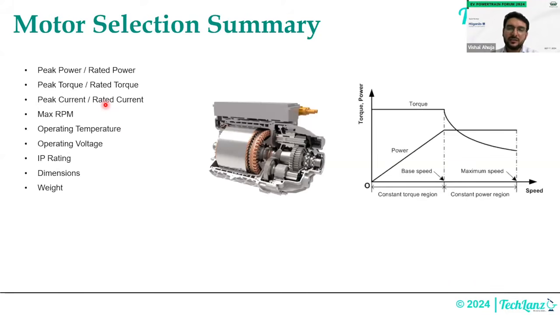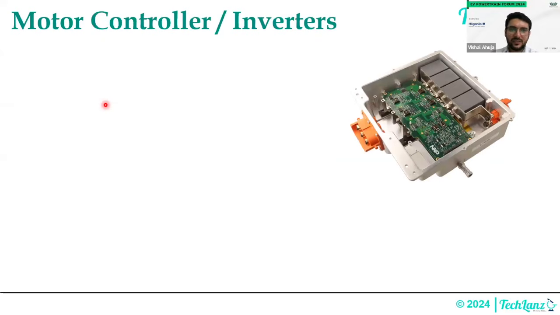Dimension, packaging requirement, weight requirement, cost requirement, efficiency, not only peak, but also cycle efficiency. What is required on that? What is my warranty target, 3 years or 30 years, right? Then my thermals, are you going with liquid cooling or air cooling, right?